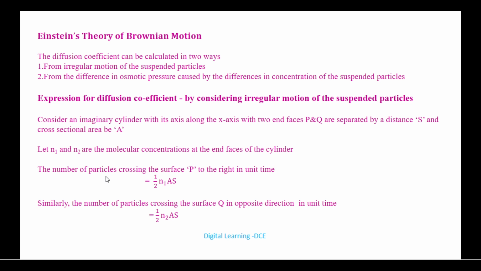Then the number of particles crossing the surface P to the right in unit time, that is along the positive x-axis, is equal to 1/6 N1 AS, and the remaining particles will travel along the negative x-axis, or towards the left. Similarly, the number of particles crossing the surface Q in the opposite direction, that is in the negative x-axis or left direction, in unit time is equal to 1/6 N2 AS.